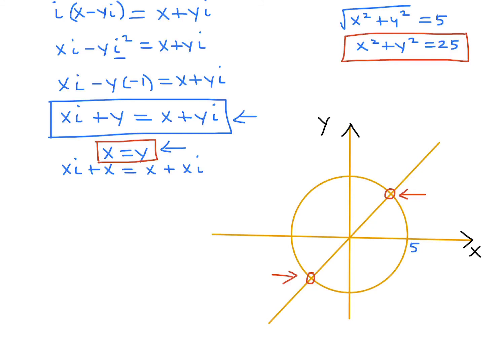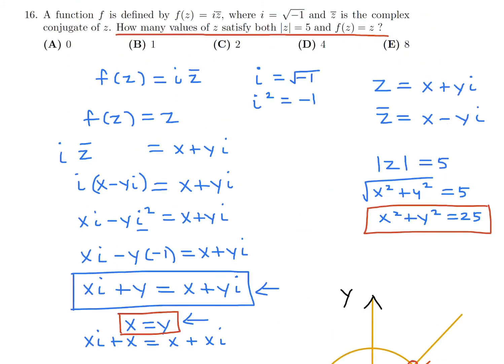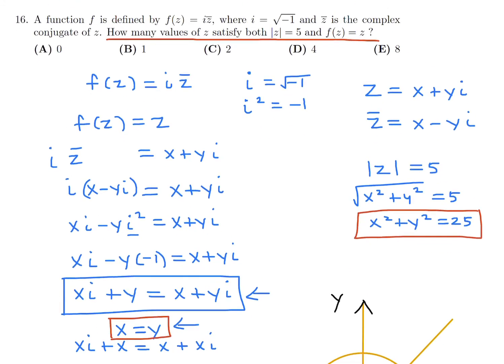Okay? The points of intersection represent the number of values. And we don't need to actually figure out what those values are. We just need to know how many. So 2 points that satisfy both equations, also known as their points of intersection. And therefore, number 16, the answer is 2, which would be choice C.